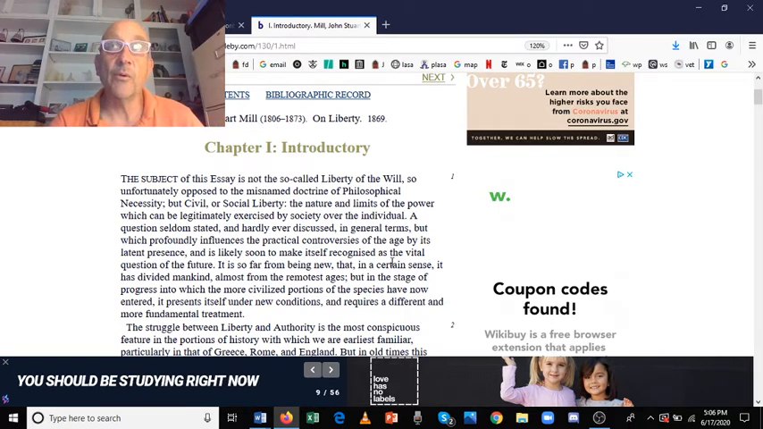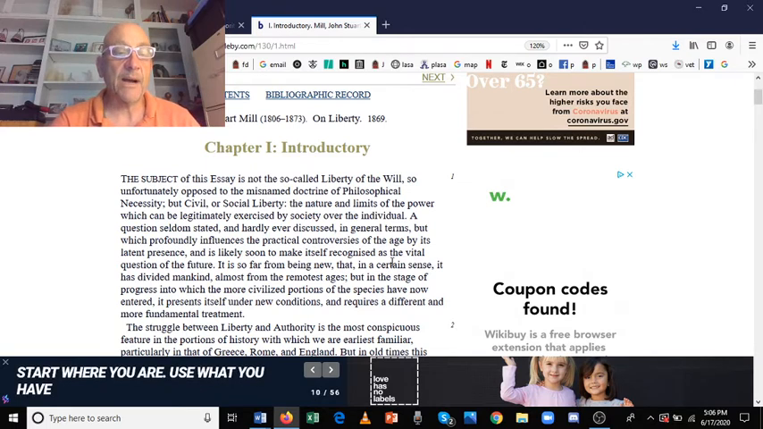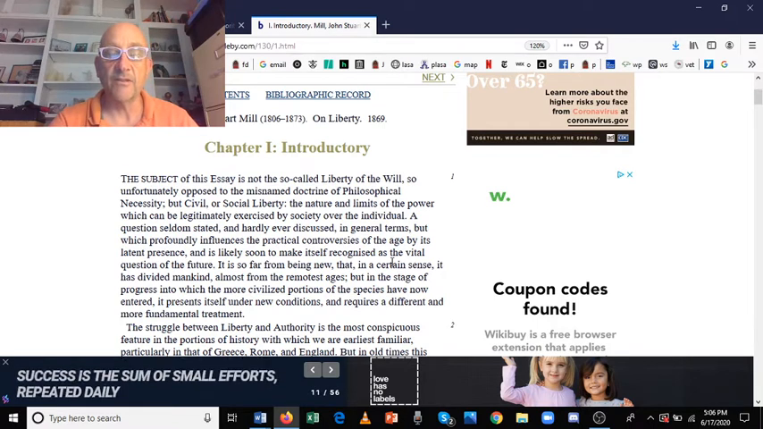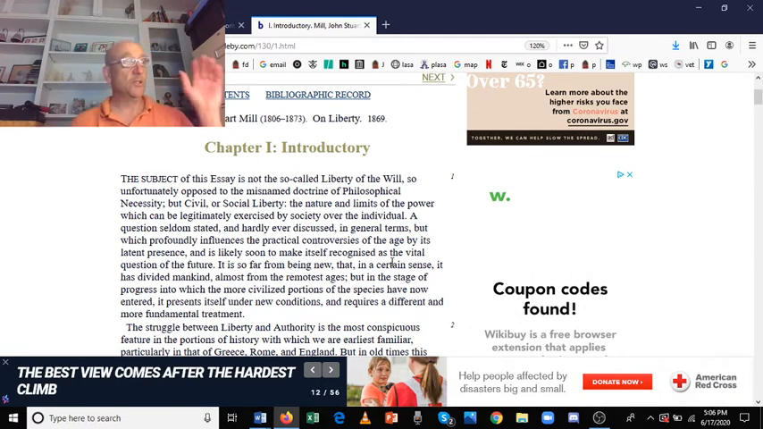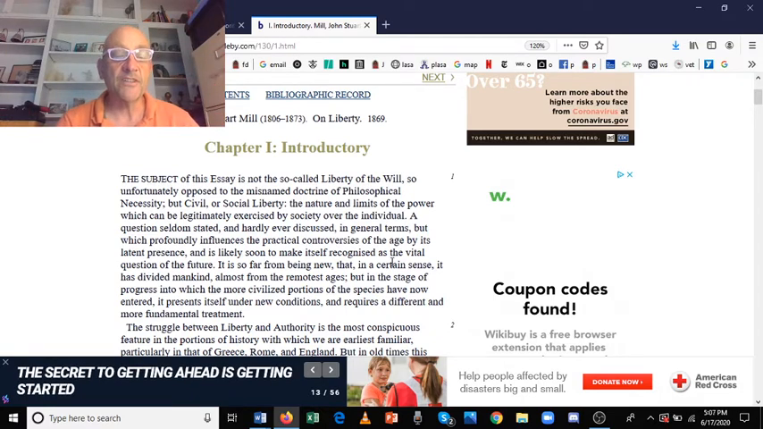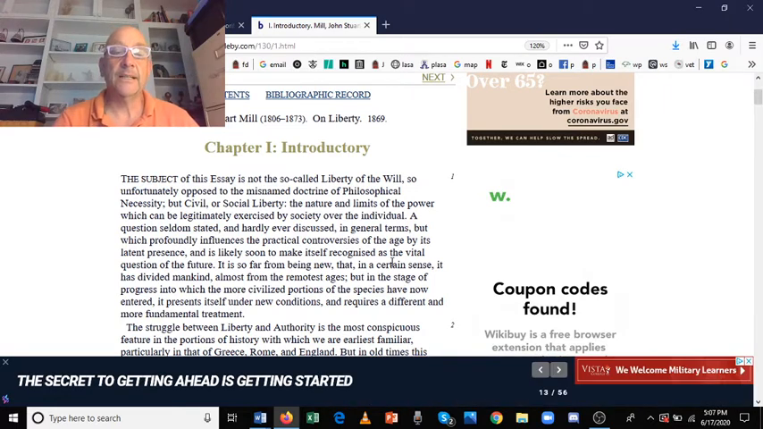Here's the key question: the nature and limits of the power which can be legitimately exercised by society over the individual? By nature and limits, of course, he wants to say what kind of power can society exercise over us, whether it's the government or friends or clubs or St. Edward's or what have you. What is the legitimate power that others can exercise over your freedom?